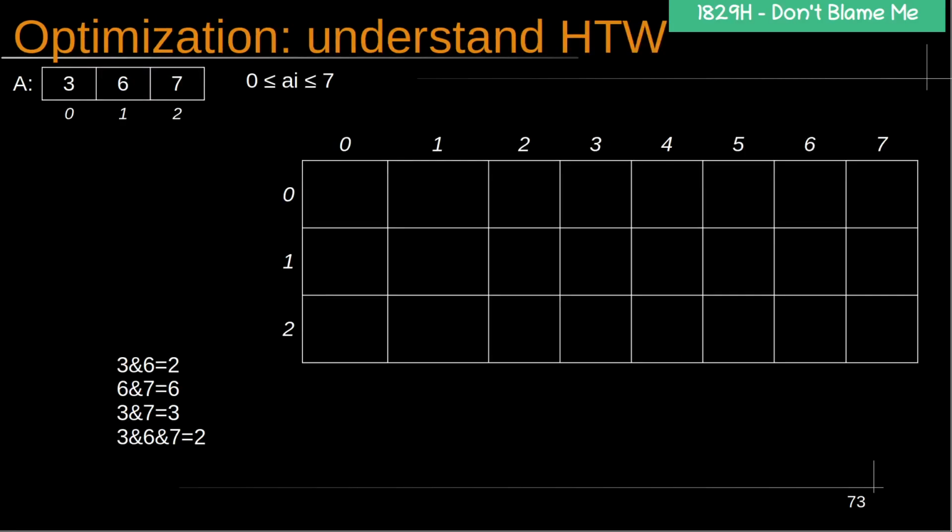Let's see how it works. For 3, 6, 7, the first subsequence is 3. And we have 3, 6, and the subsequence 3, 6. And we have all these subsequences from 0 to 2, which means from 0 to 0 we have 3. From 0 to 1 we have 3, 6, and 6. And from 0 to 2, for all the elements, we have all these subsequences. And first we start with this row.